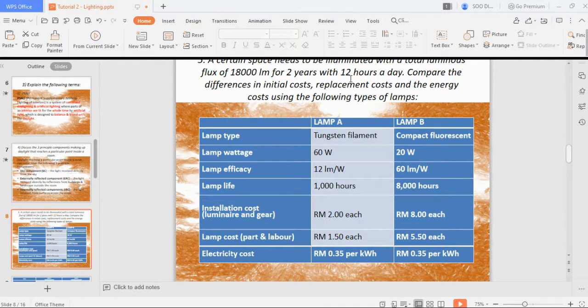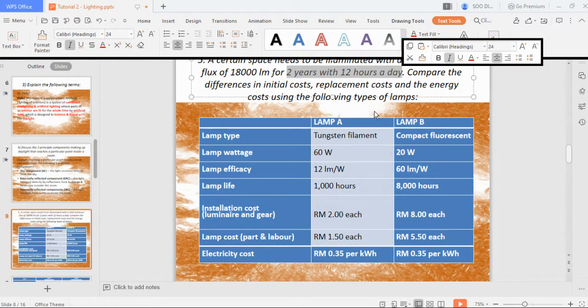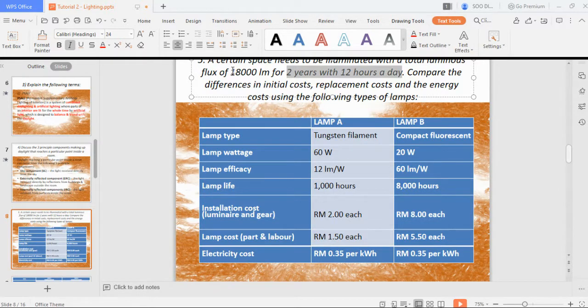You're given the question, which says that the total luminous flux required is 18,000 lumen for 2 years with 2 hours a day. It didn't mention much, but if we just mention it like that, we assume that it needs to be lit for 2 years, which is 365 days a year, 12 hours a day, with a requirement of 18,000 lumen. So you need to find out the difference in initial cost, replacement cost, and energy cost using the following.